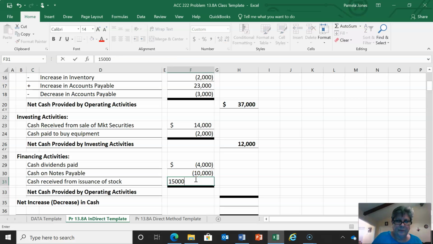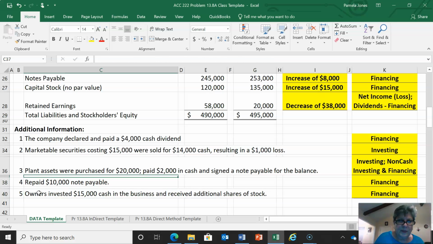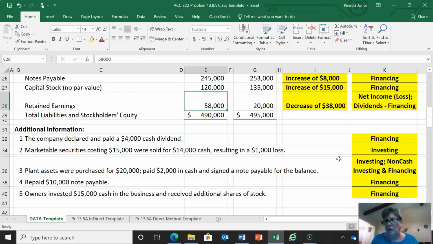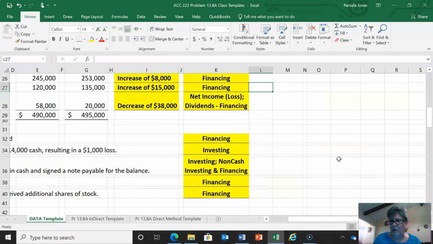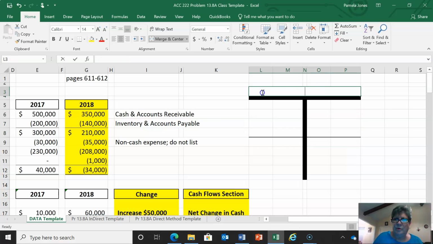That's $15,000. And since my template's out of lines, I must be finished with all of these, but let's just double check. We explained every one of these. We dealt with the dividend. And now I want to look at that retained earnings account. I want to make sure that I've explained the change in retained earnings from a beginning balance of $58,000 to an ending balance of $20,000. So I'm going to go back up here to my T account, and I'm going to take out all my notes payable stuff, and I'm going to put in retained earnings.